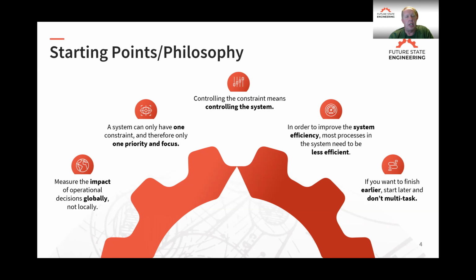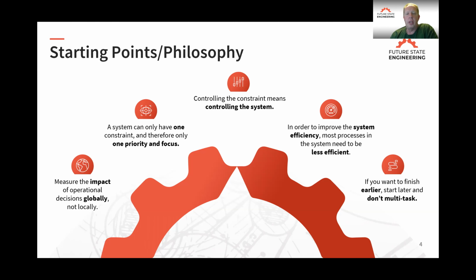Next, any system can only have one constraint, so therefore only one priority and one focus. Next, controlling the constraint means we can control a system. So if we have one area in the organization, a single point of control, if we can control that and make sure everyone is working to the requirements of that single point, then we maximize the effectiveness of the system.